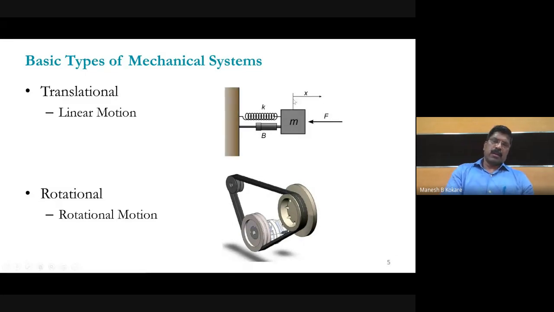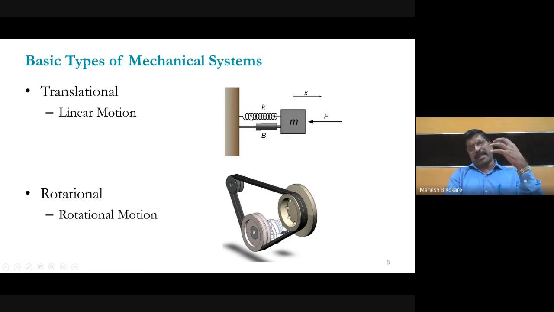As I said, in electrical or electronic systems, there are three basic elements with which we can design any kind of circuit: resistance, inductor, and capacitor. Whereas in translational or rotational mechanical systems, there are also three basic elements: the mass element, the dashpot element, and the spring element.